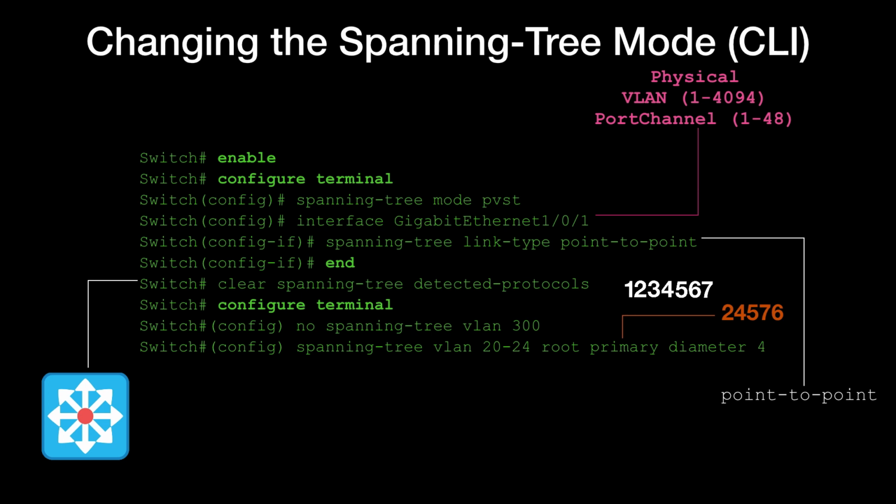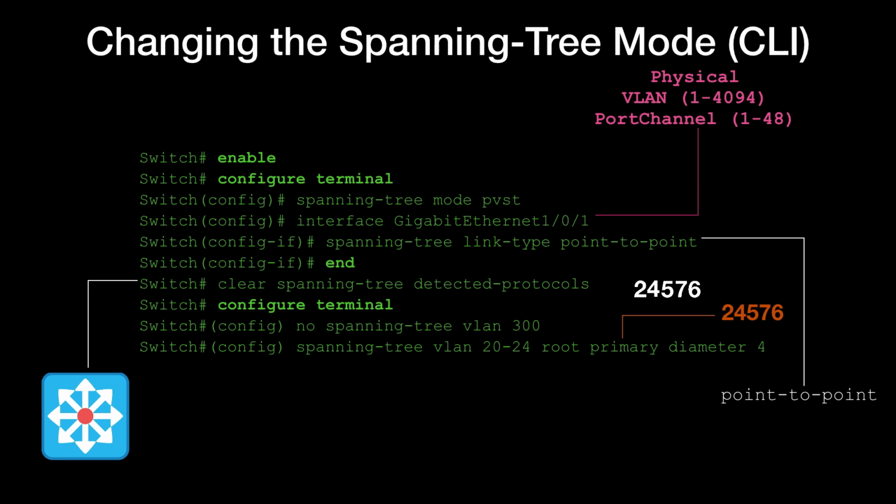Use the diameter keyword to specify the layer 2 network diameter, that is, the maximum number of device hops between any two end stations in the layer 2 network. When you specify the network diameter, specify the maximum number of devices between any two end stations. The range is 2 to 7.